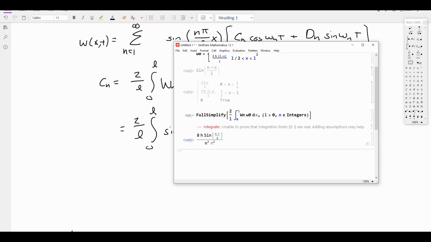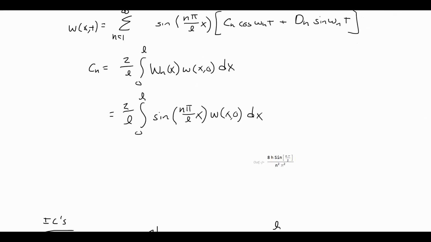So let's record that. And I'll just write that here by hand. So we have 8h over n squared pi squared, times the sine of n pi over 2. Now, actually, this we can have a little bit simpler because of sine of n pi over 2. Because n only takes integer values starting at 1, we have sine of pi over 2, which is equal to 1. But when n equals 2, it's going to be the sine of pi, which is going to be 0, negative 1 is next, 0, 1, etc.